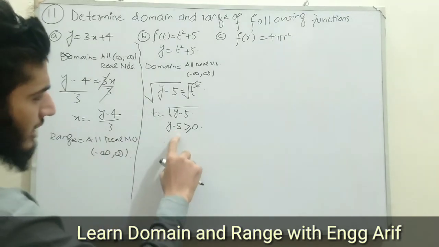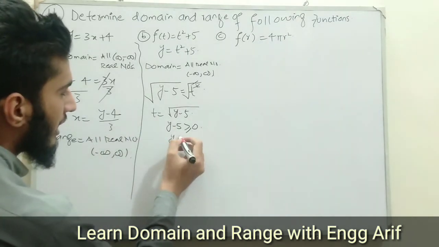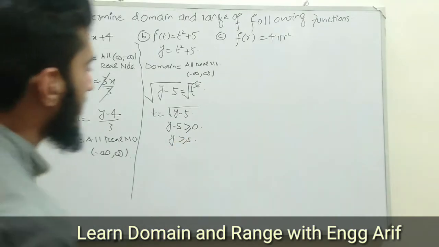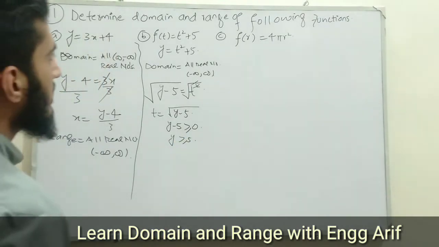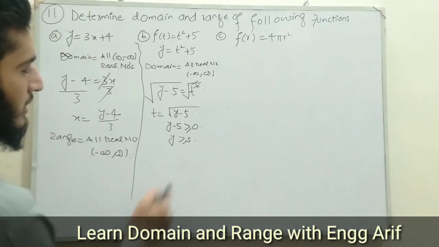Now, shift minus 5 to the right hand side, it becomes y greater than or equal to 5. So it means that the range for this function must be greater than or equal to 5.